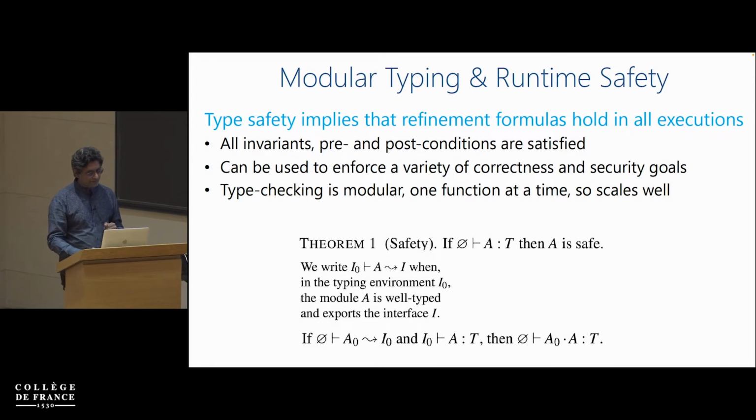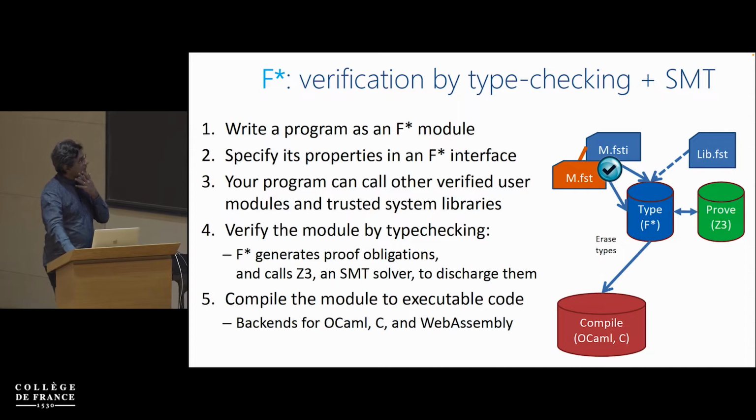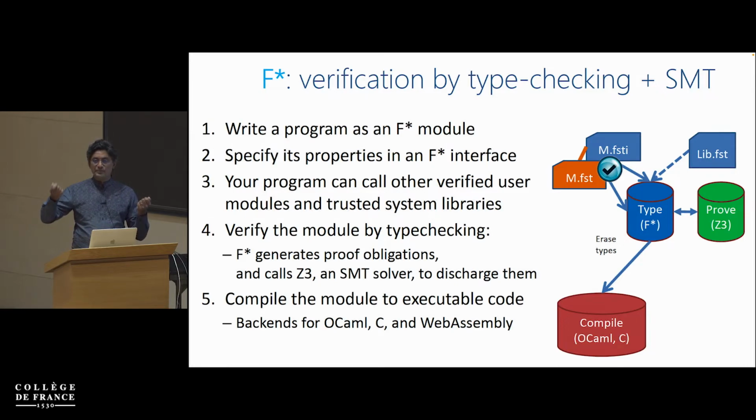So what happens when you run F-star on things? Well, this is the recipe for using F-star. You first write your program as an F-star module. You specify its properties as an F-star interface. Sometimes it's not as clean as that. You might interleave the spec and the code, but this is the ideal world in which you do this. Of course, your code itself can call into some trusted system libraries for which you don't have proofs, but you trust them. Or you can call into verified user libraries.